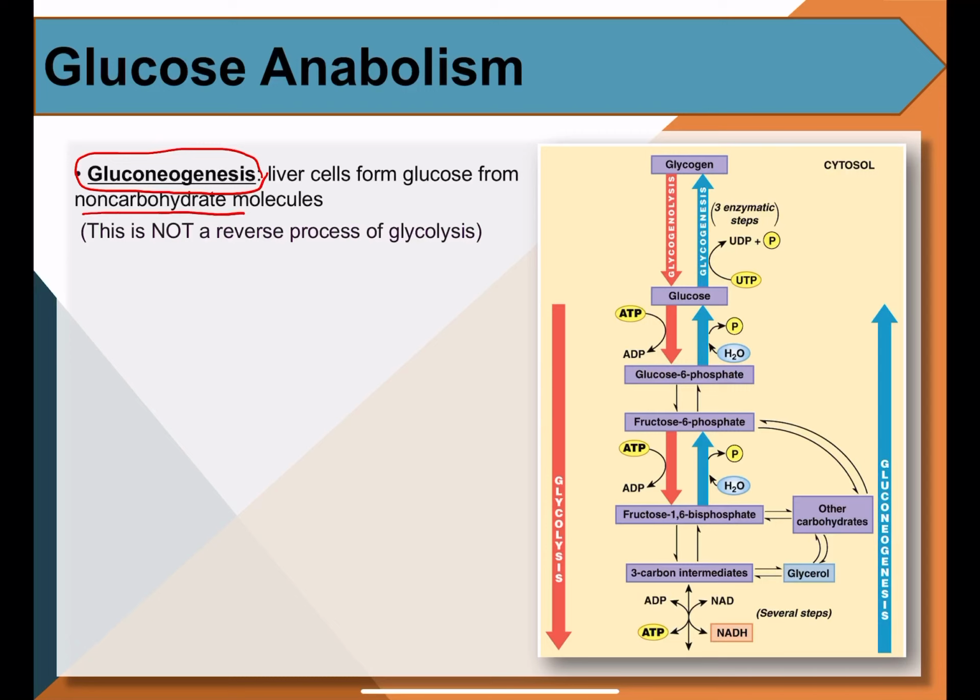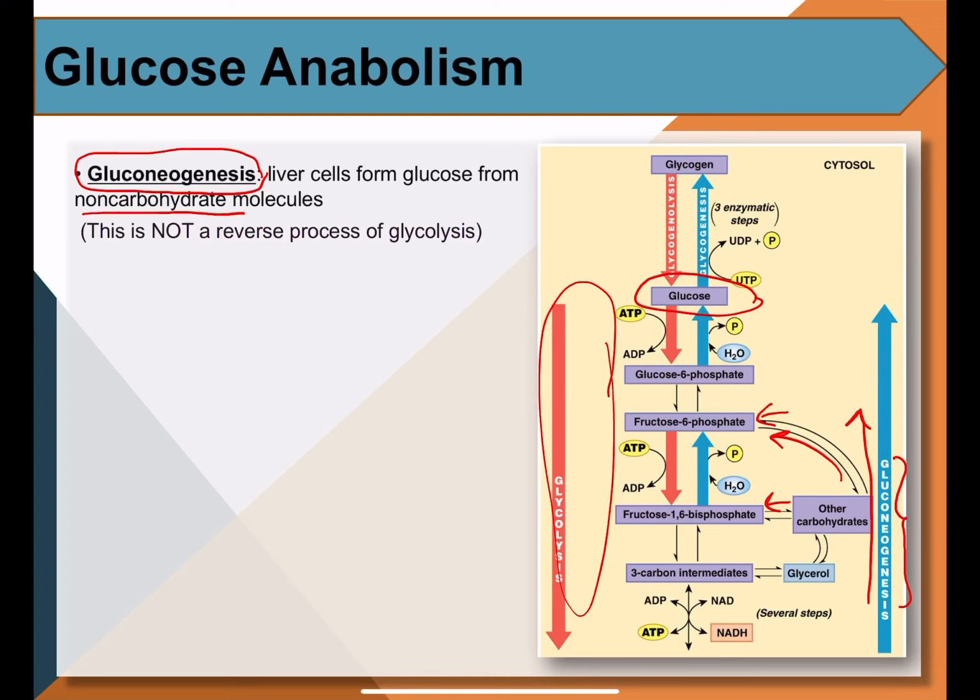somewhere along the way of glycolysis right here, it can add reactants, molecules that will remake those intermediates of glycolysis at different points, and that will ultimately be able to produce molecules of glucose within the liver. So that's why going this way is the process of gluconeogenesis.